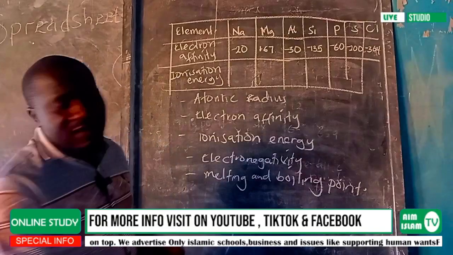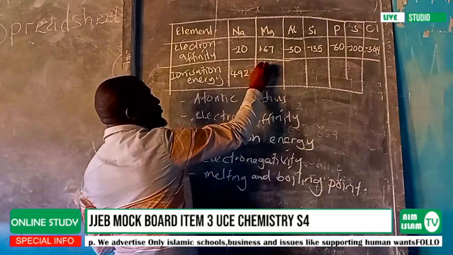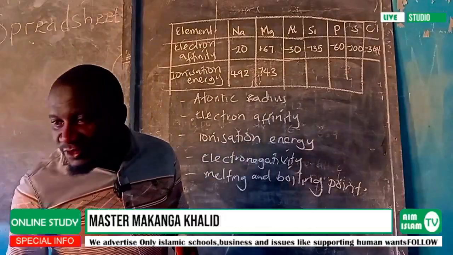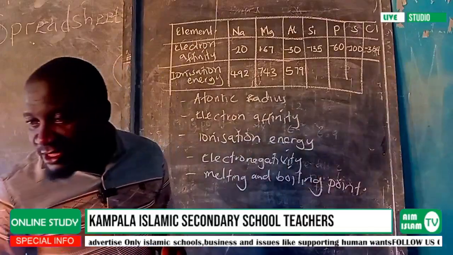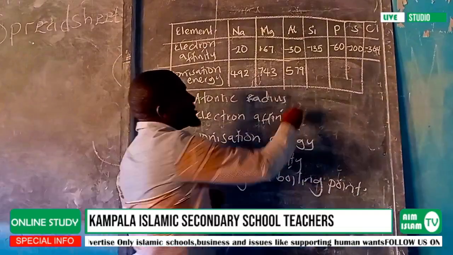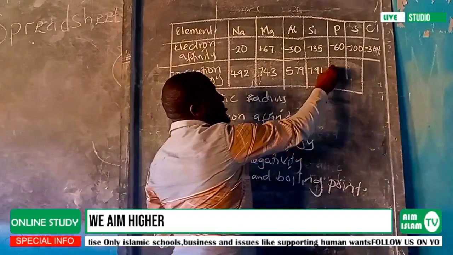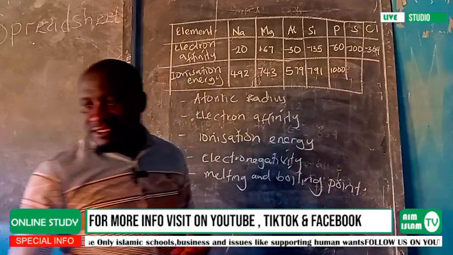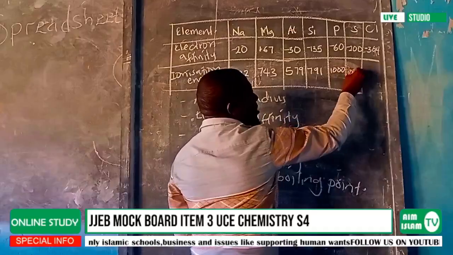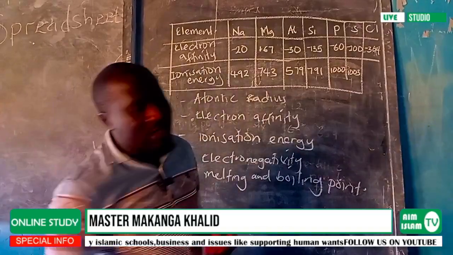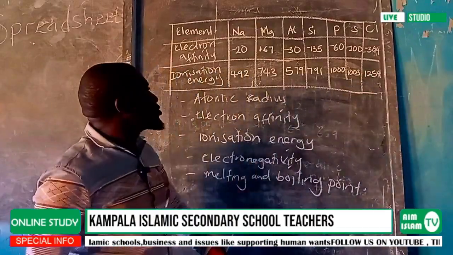For ionization energy, you have 492, there is 743, there is 579, there is 791, then there's 1000, then the one for sulfur is 1003, and the one for chlorine is 1254. That's the item that we are going to talk about.